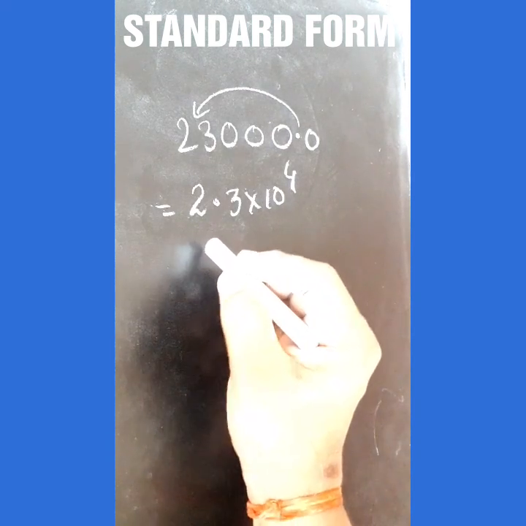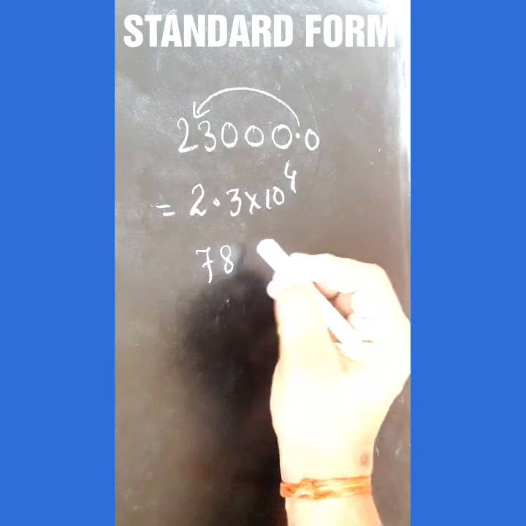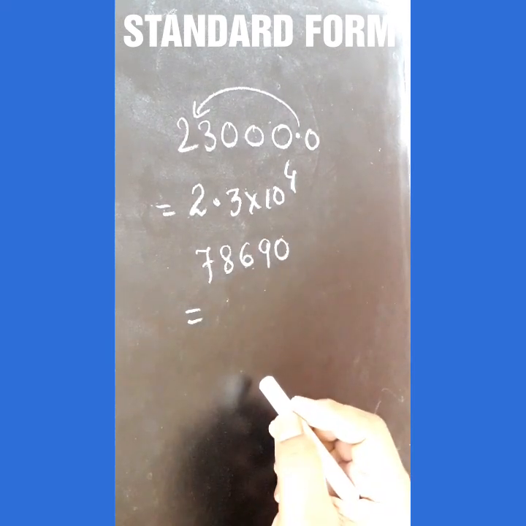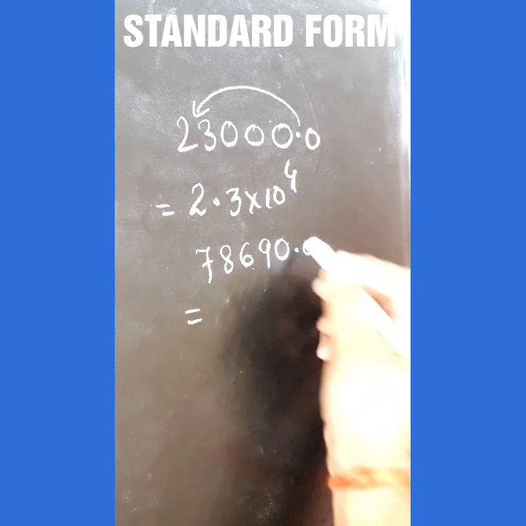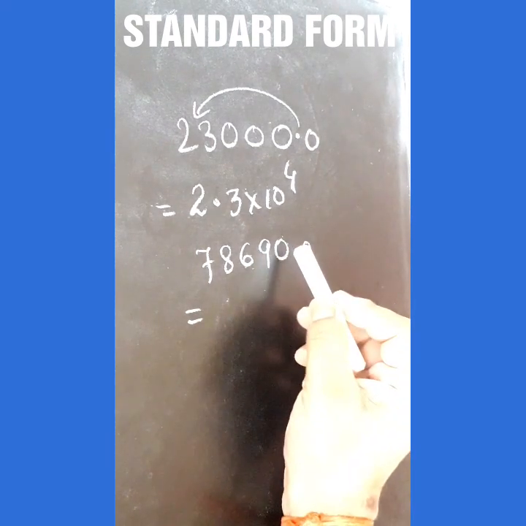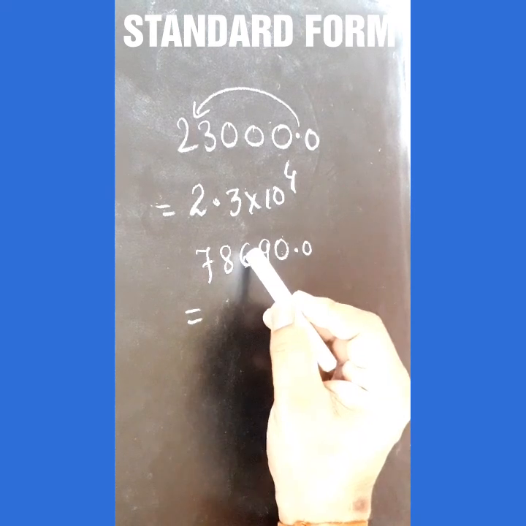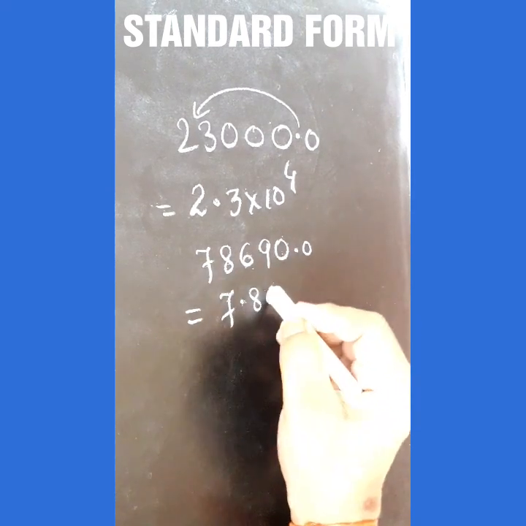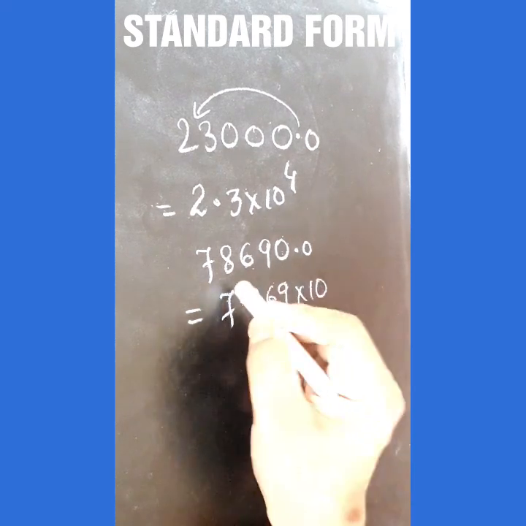Suppose we are given another number, 78690. We have to write this in standard form. Again the decimal is here. We will count the digits from here, 1, 2, 3, 4, and put the decimal here: 7.869 into 10 to the power 4.